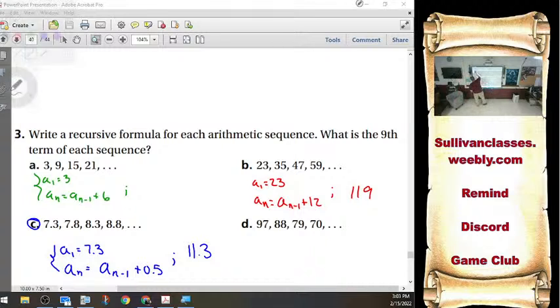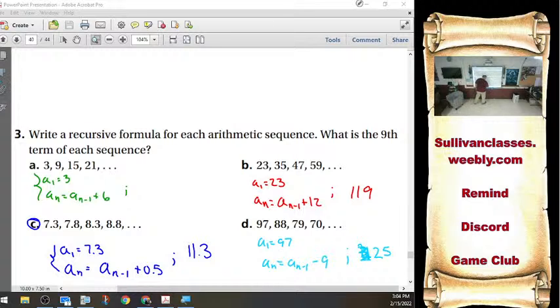I have red. A sub 1 is 97. A sub n is a sub n minus 1 minus 9. Go find the ninth term. I need to go 5 more times. So 5 times negative 9 is negative 45. Negative 45 plus 70 is 35? No, 25. Okay. Or you just subtract 9 equals, subtract 9 equals, subtract 9 equals, subtract 9 equals, subtract 9 equals.